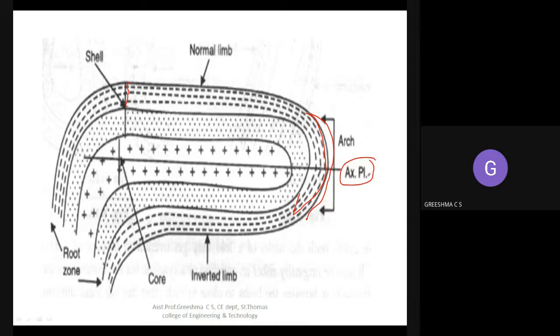Now core means the innermost part. The innermost part of this fold is called core. So mainly for a recumbent fold, you are having three parts. First one is arch, then the shell and core.